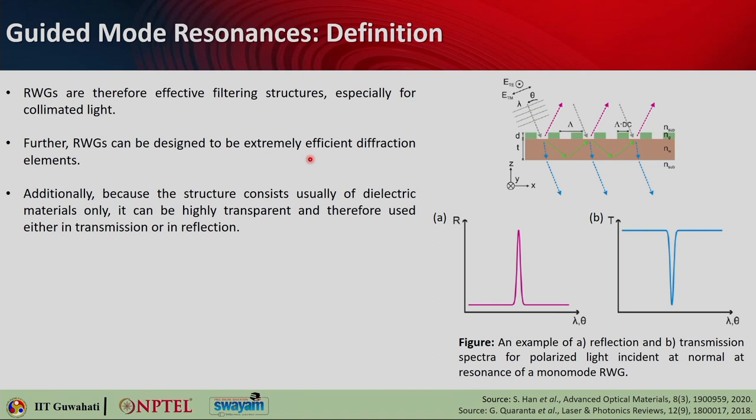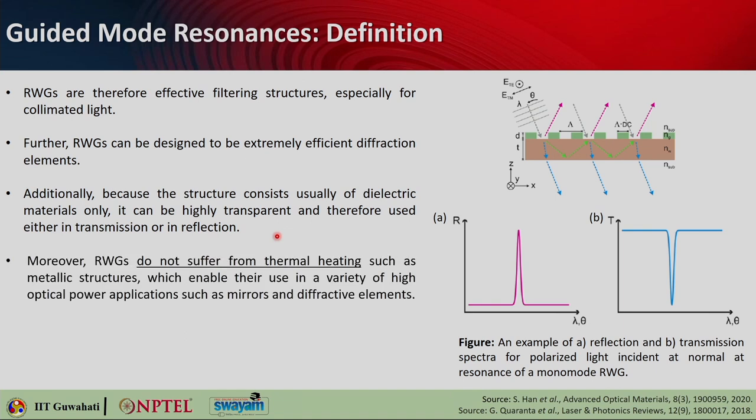The structures usually consist of all dielectric materials, so they are highly transparent, and they can be used either in transmission or reflection mode. There is nothing absorbing here, there is no metallic component, so these structures do not suffer from thermal heating, and they can be used for very high optical power applications such as mirrors or other diffractive elements. So, these are safe to use, they will not heat up.